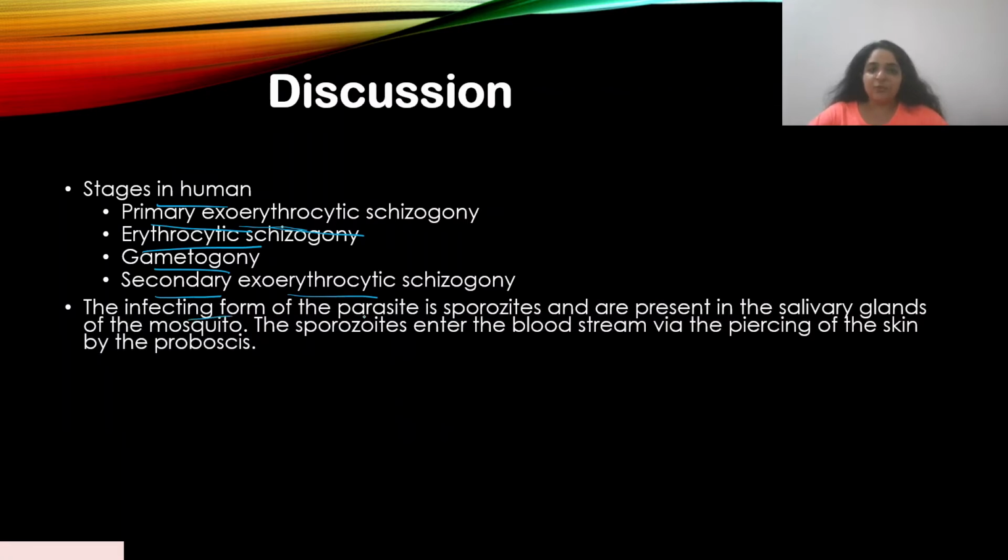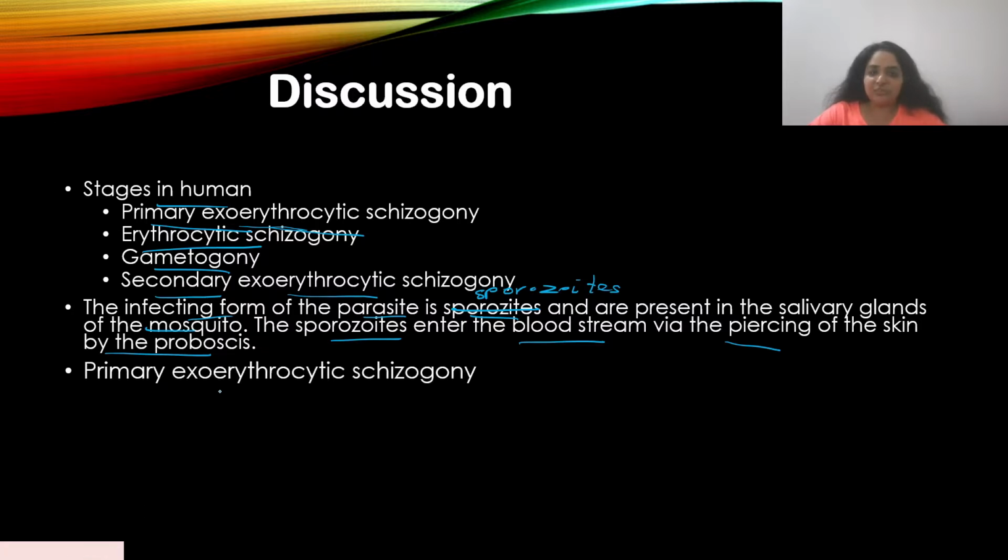The infective form of the parasite is sporozoites. We already discussed that. The spelling is wrong, sorry about that. Sporozoites are present in the salivary glands of the mosquito. The sporozoites enter the bloodstream via the piercing of the skin by the proboscis. If you look at the structure of the female mosquito, she has a proboscis, a stick-like structure, like a long nose, and she pierces into the skin. The sporozoites are present inside her salivary glands, and they go into our bloodstream. That's when you have a mosquito bite.